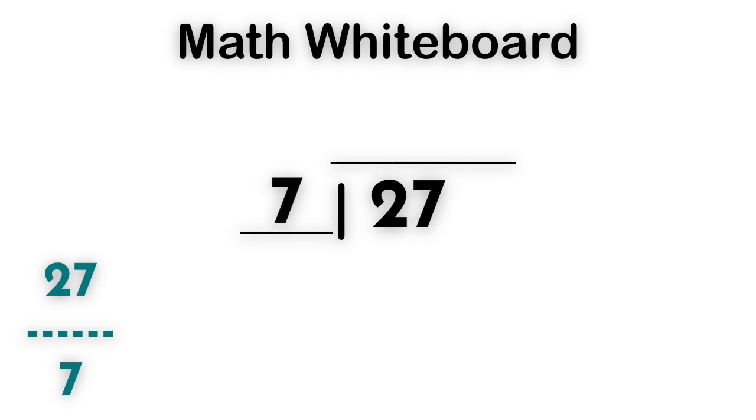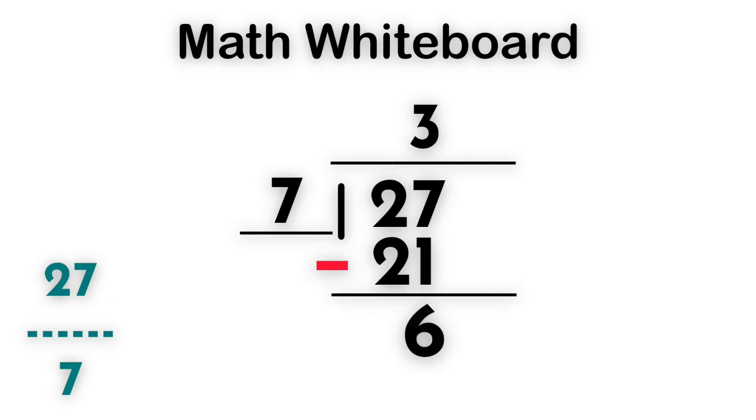So let's start dividing this. 7 into 3 equals 21. Here we subtract this from 27. 27 minus 21 equals 6, as you know.